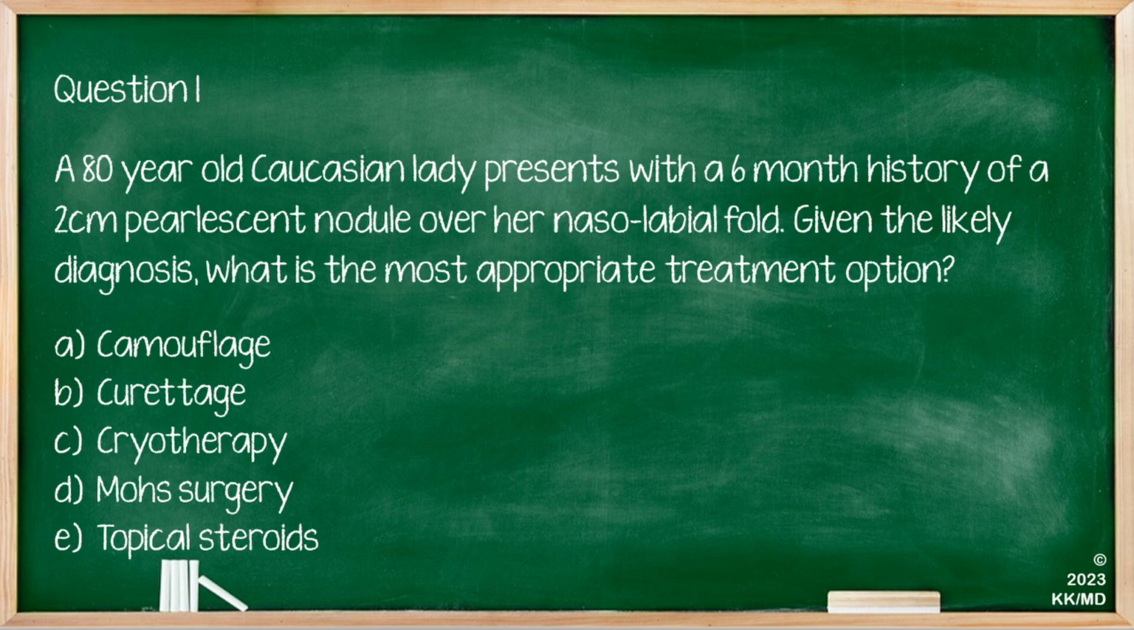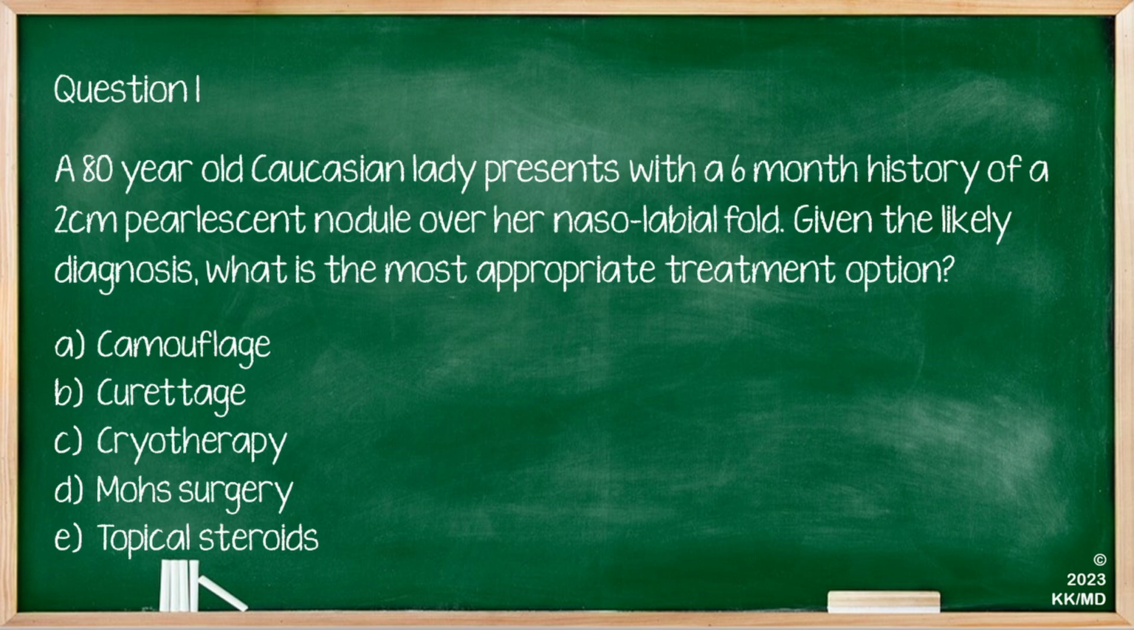Okay, let's do some questions. An 80-year-old Caucasian lady presents with a 6-month history of a 2-centimeter pearlescent nodule over her nasolabial fold. Given the likely diagnosis, what is the most appropriate treatment option? A. Camouflage. B. Curettage. C. Cryotherapy. D. Mohs surgery. E. Topical steroid.